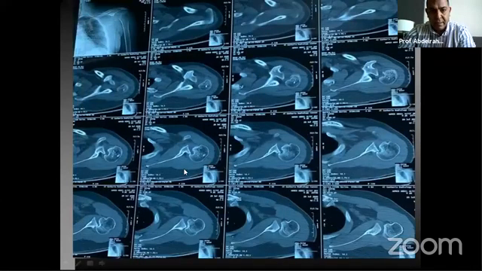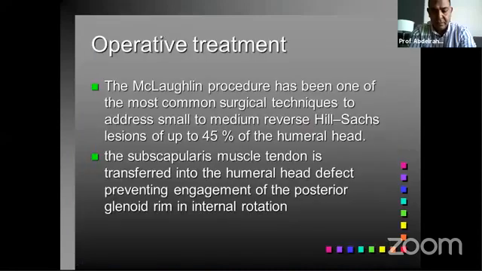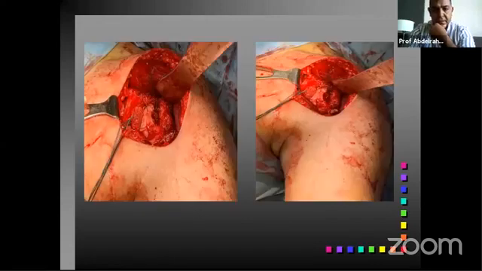Again, this is a glenoid, and this is the head impacted on the posterior lip of the glenoid. Another CT. Here we do McLaughlin procedure. It is very simple, and with the anterior transposition of the lesser tuberosity. This is the patient intraoperative. This is the trough sign, as you see it.